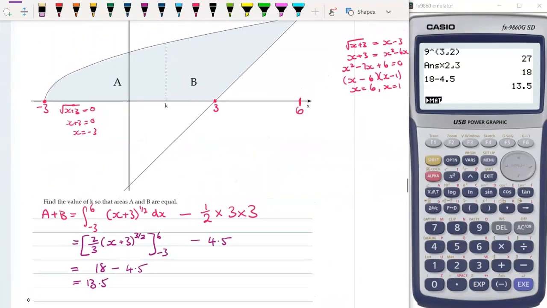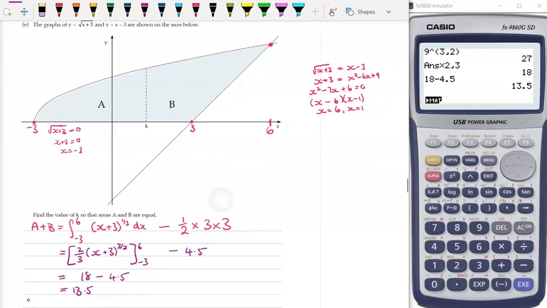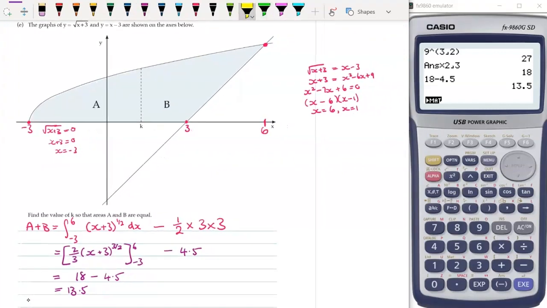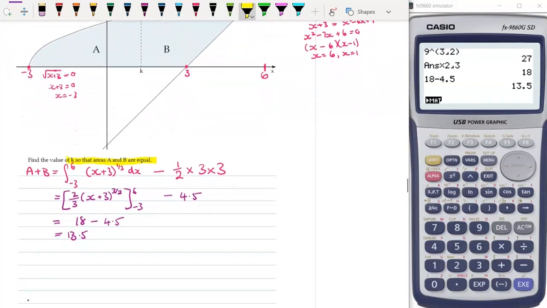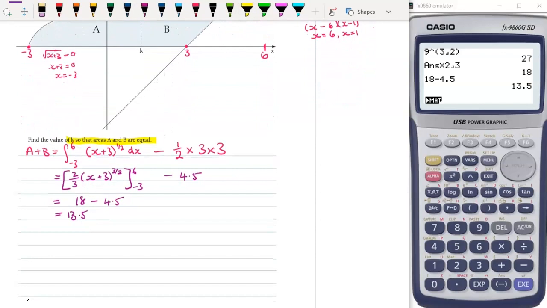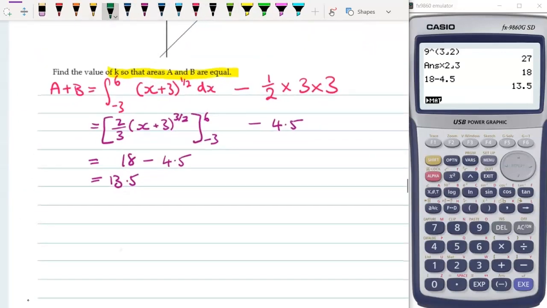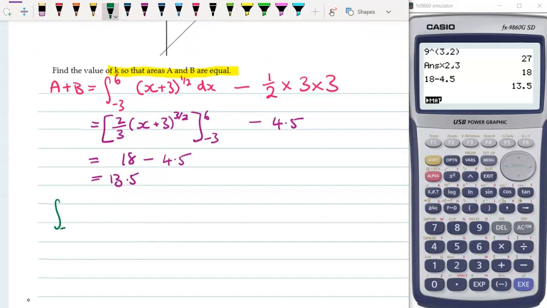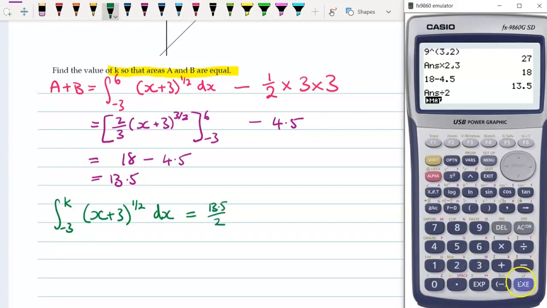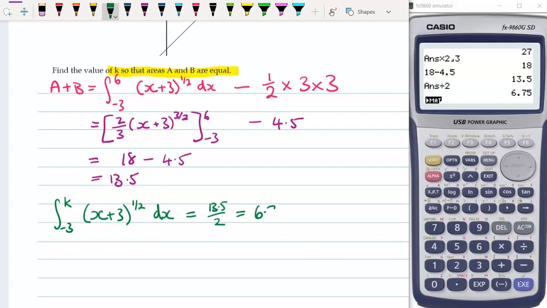Okay, now it's tempting to stop there, but we haven't quite finished the question. The question asks us now to find the value of k so that A and B are equal. So k needs to split the area in half. So what we need to do with that is to integrate between minus 3 and k of that function, square root of x plus 3. And the area it makes has to be half of what we just had here. So 13.5 over 2, which is 6.75.